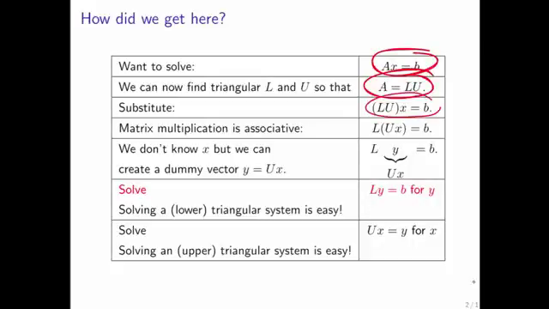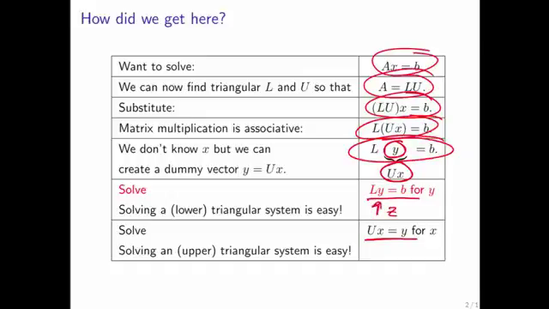We can then substitute in L times U for A. We can put some parentheses in convenient places. We can recognize that U times X can be given a symbol, the vector Y. And then if we first solve for Y, then later we can solve for X. And all I'm doing here is I happen to change my mind and call the vector Y vector Z instead.